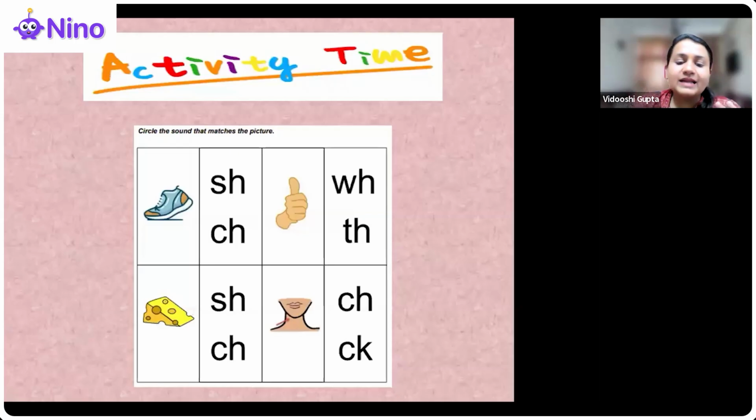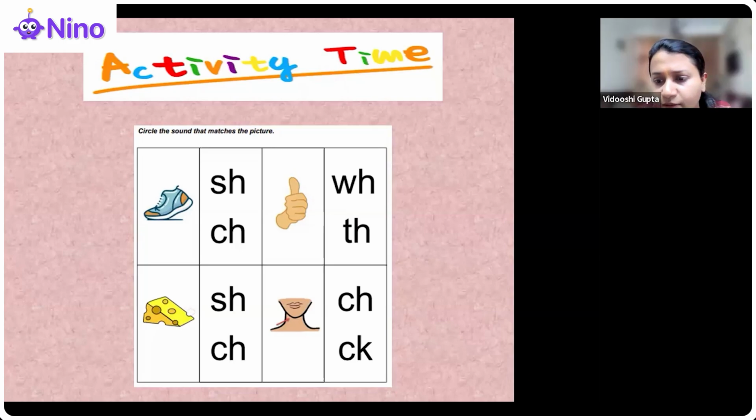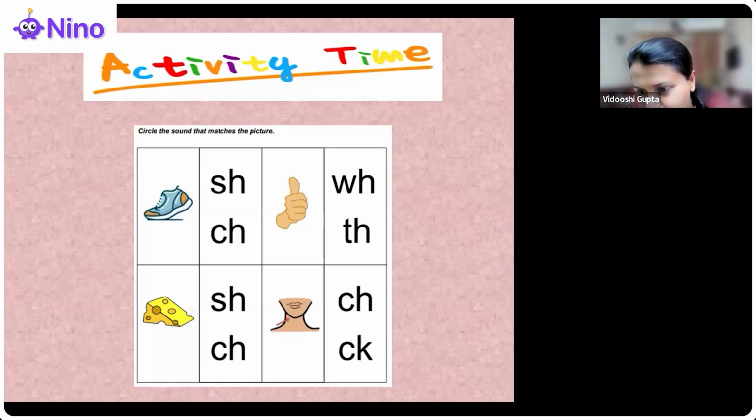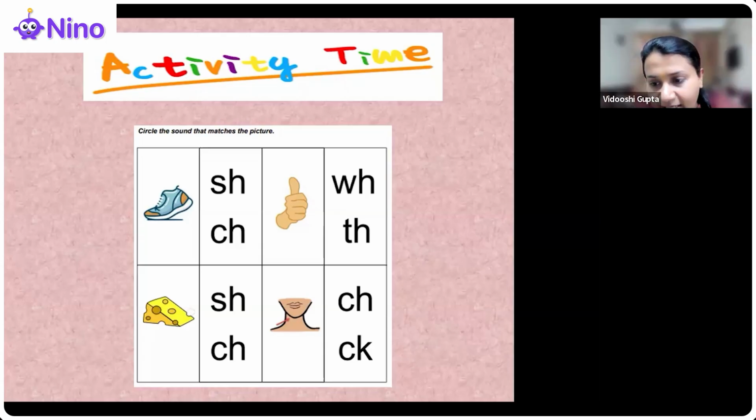So now we are going to do a very short activity. Here there are some pictures and you have to choose the correct consonant digraph for that picture. Only that person will answer whom I will ask. Divisha, hello Divisha. Can you turn on your camera? Because I can't see you. Hello. How are you? Fine. Great. So did you understand the diagram?